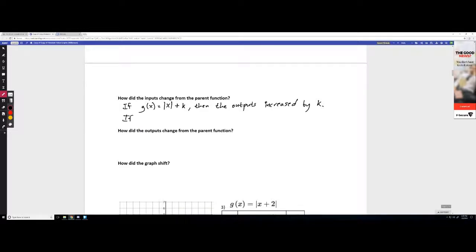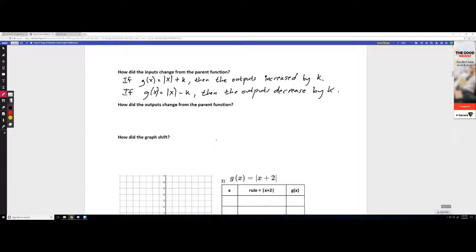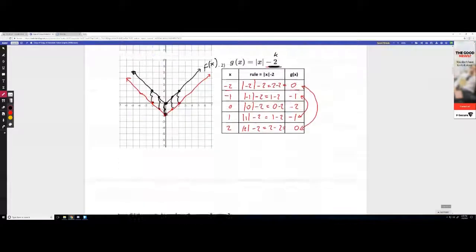Now, if g of x equals the absolute value of x, but minus some k value, then the outputs decrease, all right? They go down. We're going down by a certain value of k. All right, so we already kind of saw that in the tables. Good to know.